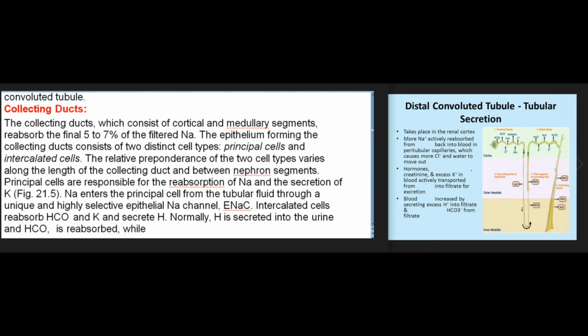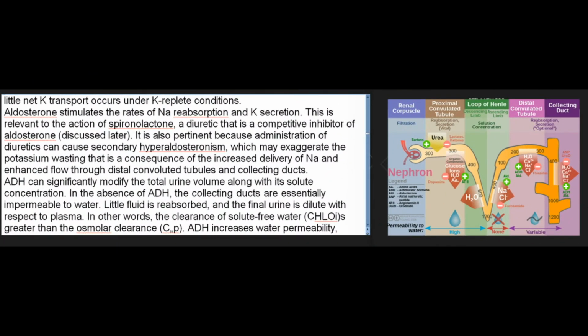Intercalated cells reabsorb HCO3 and K and secrete H. Normally, H is secreted into the urine and HCO3 is reabsorbed, while little net K transport occurs under K-replete conditions. Aldosterone stimulates the rates of Na reabsorption and K secretion. This is relevant to the action of spironolactone, a diuretic that is a competitive inhibitor of aldosterone, discussed later.